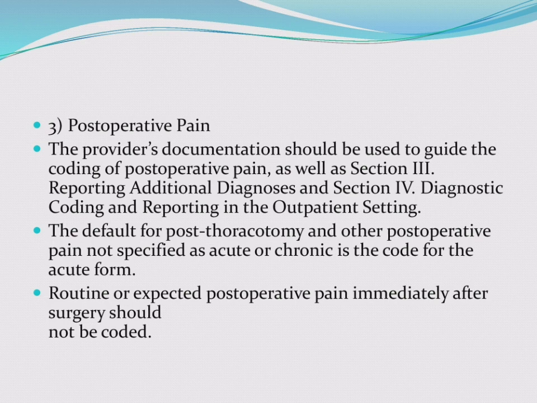3. Postoperative pain. The provider's documentation should be used to guide the coding of postoperative pain, as well as section III, reporting additional diagnoses and section IV, diagnostic coding and reporting in the outpatient setting. The default for post-thoracotomy and other postoperative pain not specified as acute or chronic is the code for the acute form. Routine or expected postoperative pain immediately after surgery should not be coded.